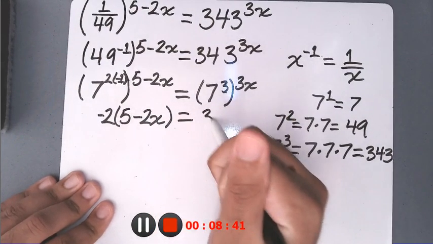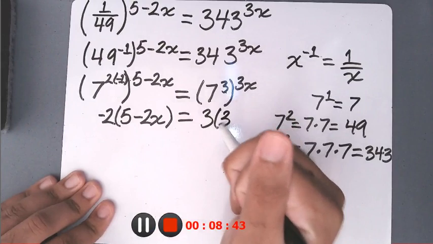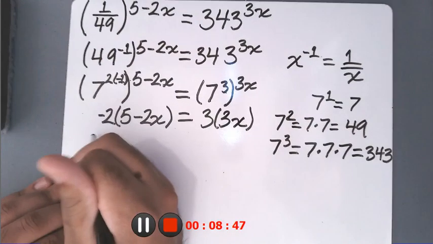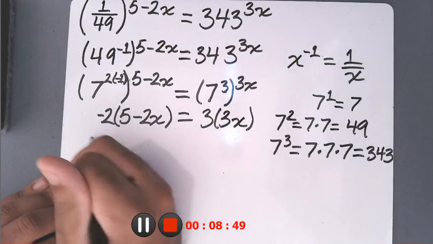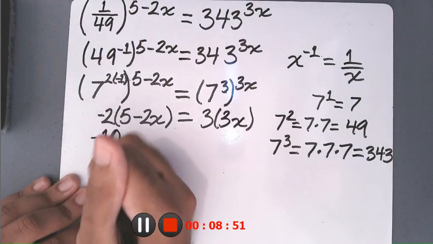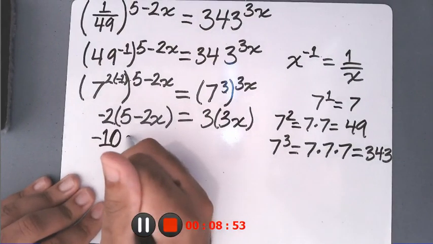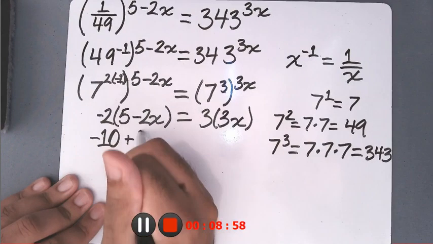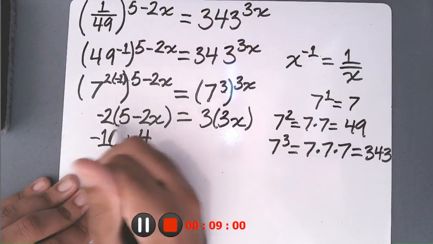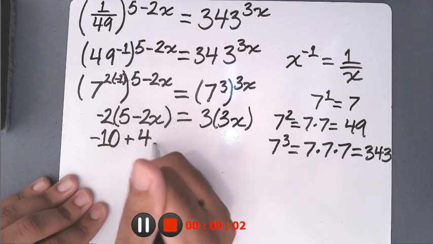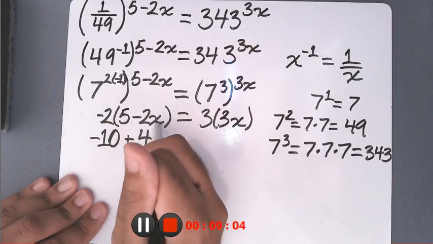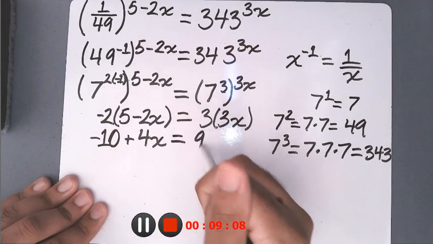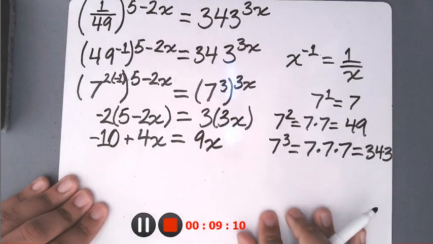And here we have 3 times 3x. In distributing that negative 2, we'll have negative 10. And here we have a negative times a negative, which is a positive. 2 times 2 is 4, and that's a 4x because of this. And 3 times 3x is a 9x.